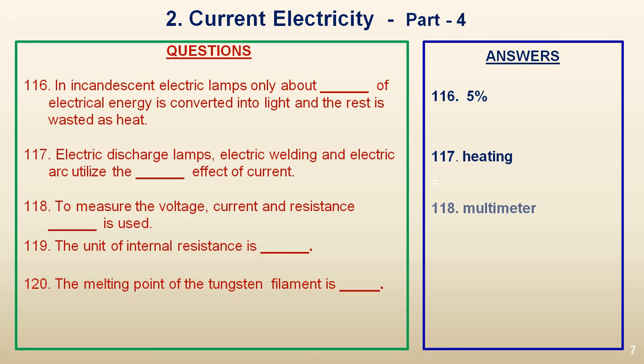Question number 119. The unit of internal resistance is ohm. We know the unit of resistance, it may be internal resistance or external resistance. The unit of resistance is ohm. Question number 120. The melting point of tungsten filament is 3380 degrees Celsius.